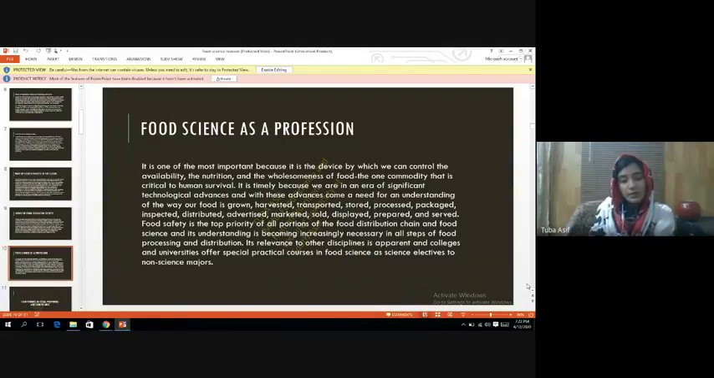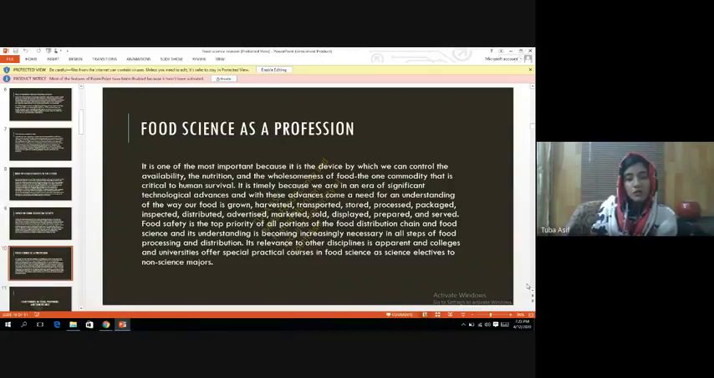It is timely because we are in the era of significant technological advances, and with these advances come a need for an understanding of the way our food is grown, harvested, transported from one place to another place, then stored, and then again processed and packaged, inspected, then distributed among the whole retailers, and then advertised, then marketed, and then sold, displayed, prepared, and then served. So it is a long chain of events that a food scientist should be well aware of.